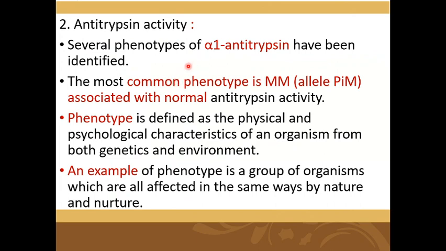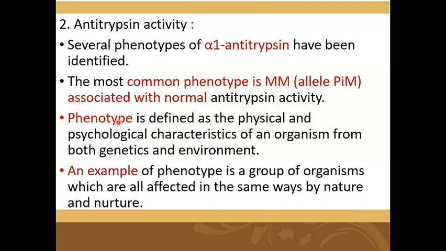Antitrypsin activity. Several phenotypes of alpha-1 antitrypsin have been identified. What do you mean by antitrypsin? That is which stops the action of trypsin or which works against trypsin. The most common type is MM, associated with normal antitrypsin activity.